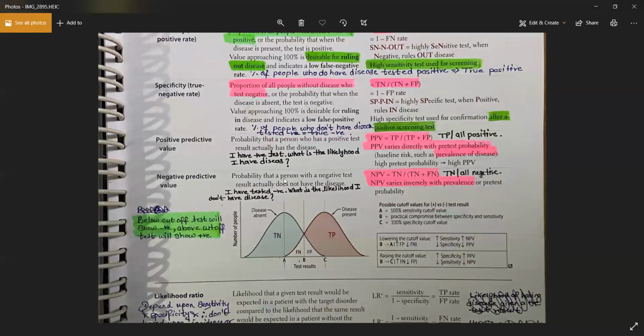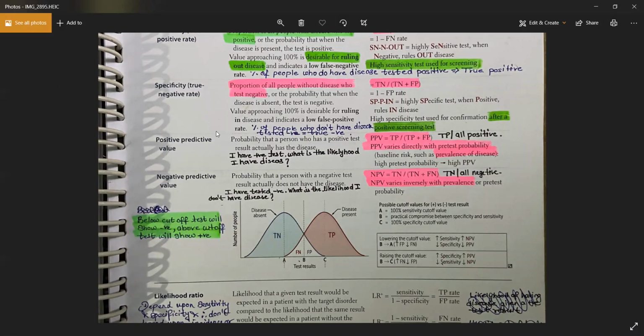Then the two things: the positive predictive value and the negative predictive value. The positive predictive value asks a question: if I have tested positive, then what are the chances that I actually have the disease? I am tested positive for a disease. Now, what are the actual chances that I have the disease? This is the positive predictive value. It is always dependent upon the prevalence of a certain disease in the population.